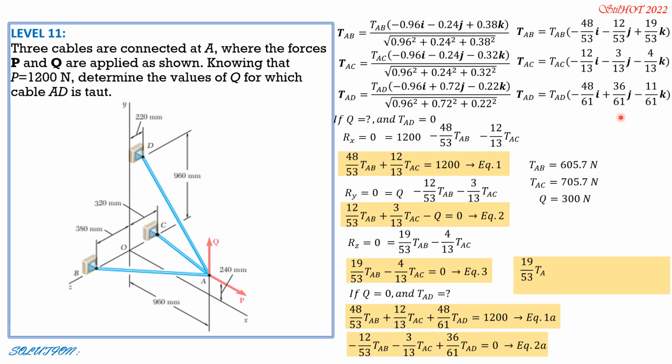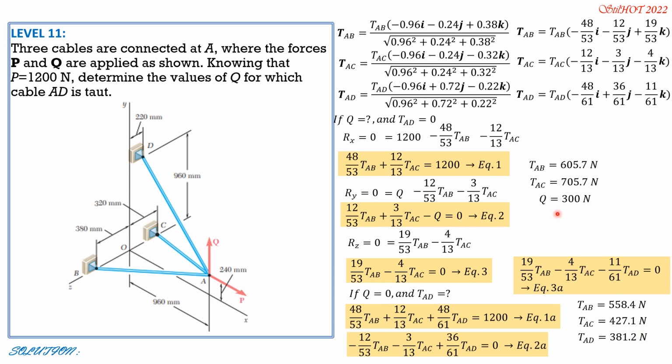Then equation 3 would be Rz equals 0, so 19 over 53 tension AB minus 4 over 13 tension AC, then minus 11 over 61 tension AD equals 0. And solving these three equations simultaneously, we'll have values for tension AB, tension AC, and tension AD. That's why tension AD will have a value.